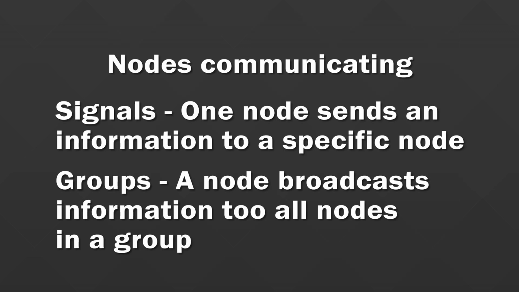And another thing you can do with the nodes is to have them communicate with each other. We have signals and groups. Both of these are used to get nodes to communicate with each other. A signal is emitted by a node with a specific target in mind, so it's kind of like sending a text message. A group is more like a radio broadcast, where you emit a signal on a certain frequency that everyone on that frequency can hear. And each group would be a frequency in that analogy.